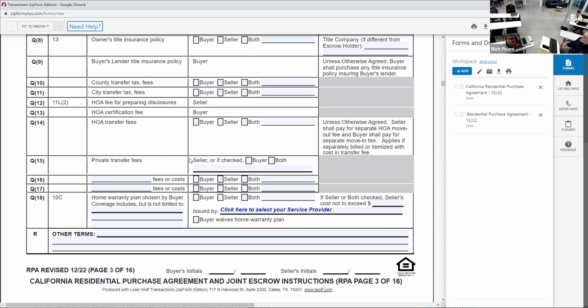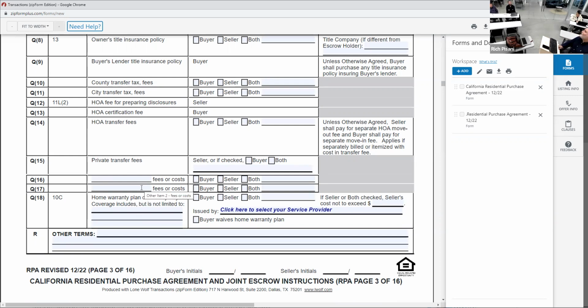Just to be safe, I always check that the seller is going to pay for private transfer fees, if applicable. If it applies, then the seller will pay for it. Then you can add some other fees and costs here. What would be examples of those?